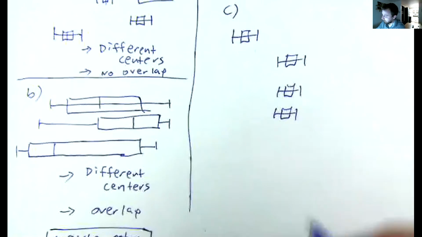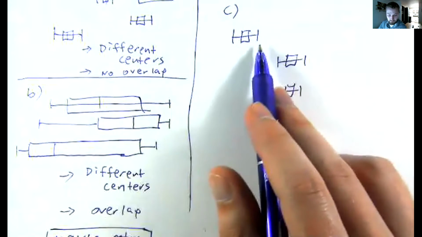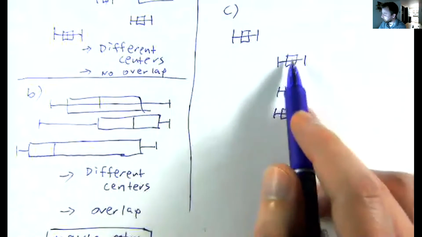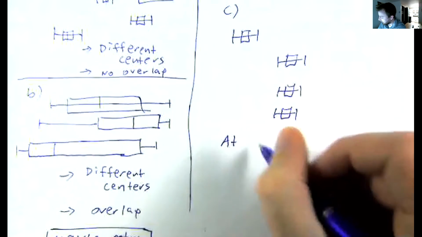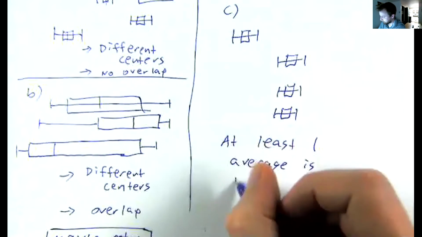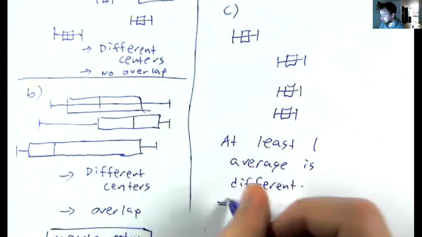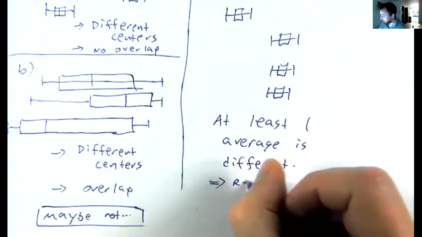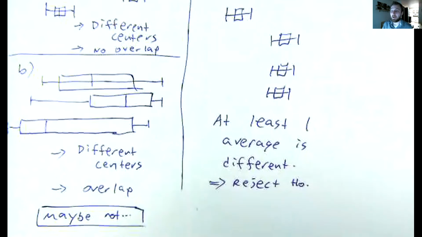C. Now this one's interesting because I just have this one group hanging off by itself. I have a lot of the averages are the same, but if I have at least one average that is different, then for the stuff we're doing today, I'm going to want to reject that null hypothesis, and I'm going to have evidence that not all of the groups are the same.